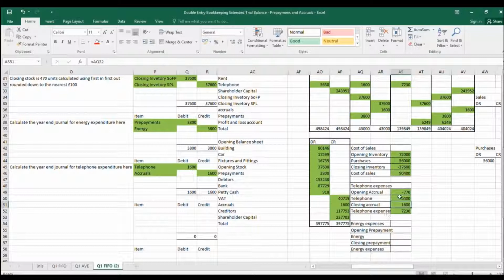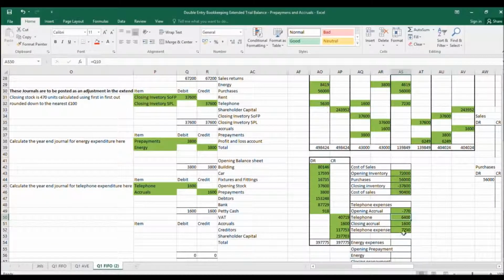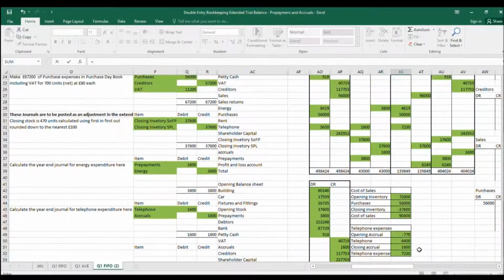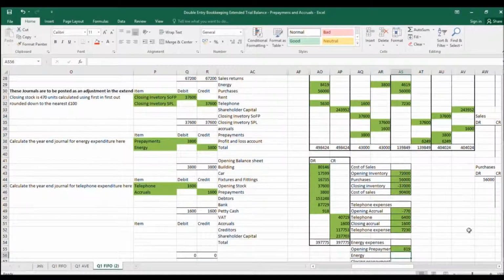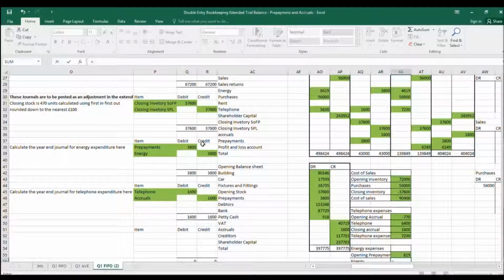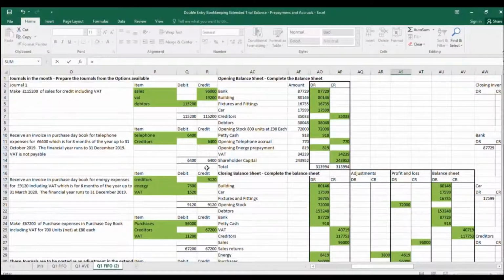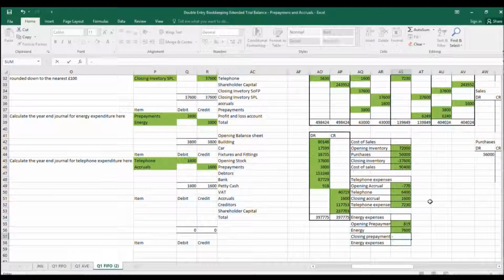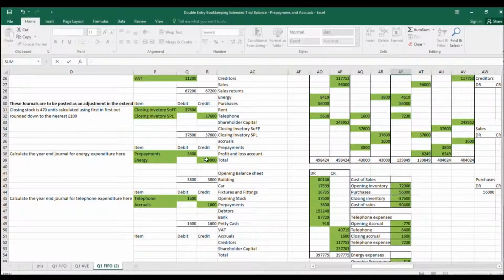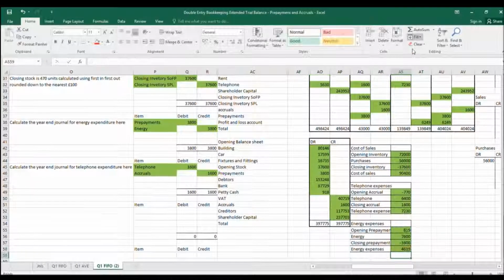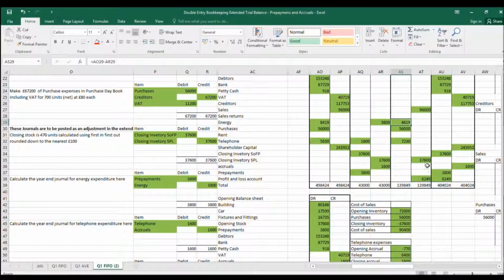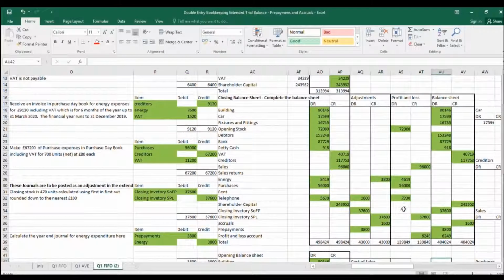And then we had our telephone expense in the year. And we had our accrual to add on, and then our prepayments, and we'll add on the opening prepayment. That's where we go credit opening prepayment, debit the expense. We've got the energy expense in the year, which is, let's find it, 7,600, and we take off the closing prepayment, which was 3,800, and that gives us our energy expense for the year. And we can see that 4619 is the 4619 there. So that is prepayments and accruals.